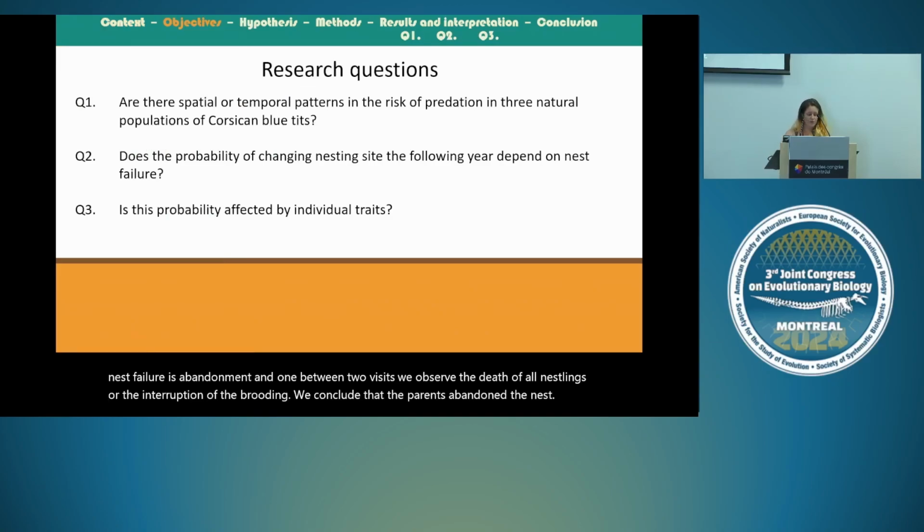For this study, we were interested in the spatial and temporal patterns in the risk of predation in our natural populations. And we also wanted to know if the probability of changing a nesting site the following year depends on nest failure, and if this probability was affected by individual traits of the birds.